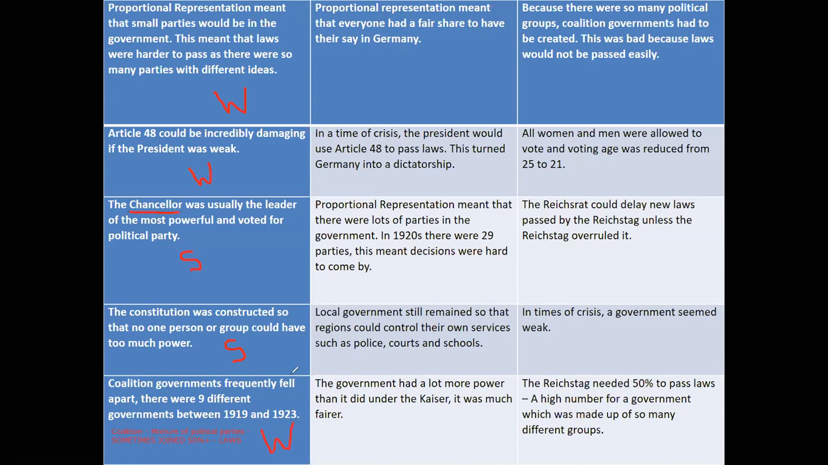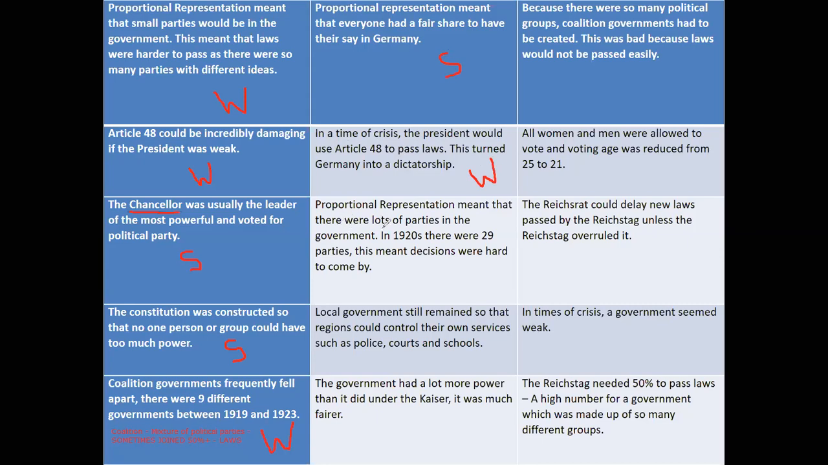There was a great example in Britain when the Conservatives and the Lib Dems joined together to form a majority, and it turned out that most of the time the Conservatives had their way, which caused divisions between the Conservatives and the Liberal Democrats. Proportional representation meant that everyone had a fair share to have their say. That's a strength. Everyone had a say. In a time of crisis, the president would use Article 48. This turned Germany into a dictatorship. That's a weakness.